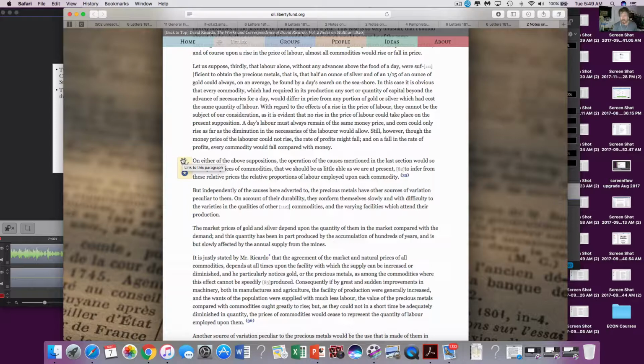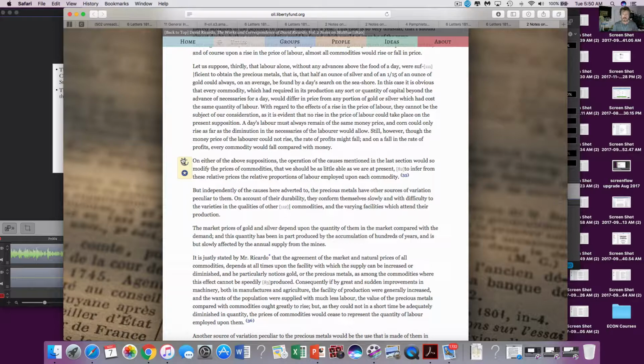Let us suppose, thirdly, he talks about other different instances above that people can read. Let us suppose that labor alone, without any advances above the food of a day, were sufficient to obtain the precious metals. That is, that half an ounce of silver and 1/15 an ounce of gold could always, on average, be found by a day's search on the seashore. There's your unassisted labor. In this case, it is obvious that every commodity which had required in its production any sort of quantity of capital beyond the advances necessary for a day would differ in price from any proportion of gold or silver which had cost the same quantity of labor.